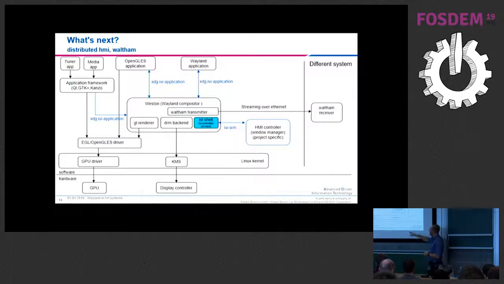The HMI controller is actually also a client of Weston. It will also get this virtual output in the same way, so it can then use the IVI VM to assign application to this new created output.